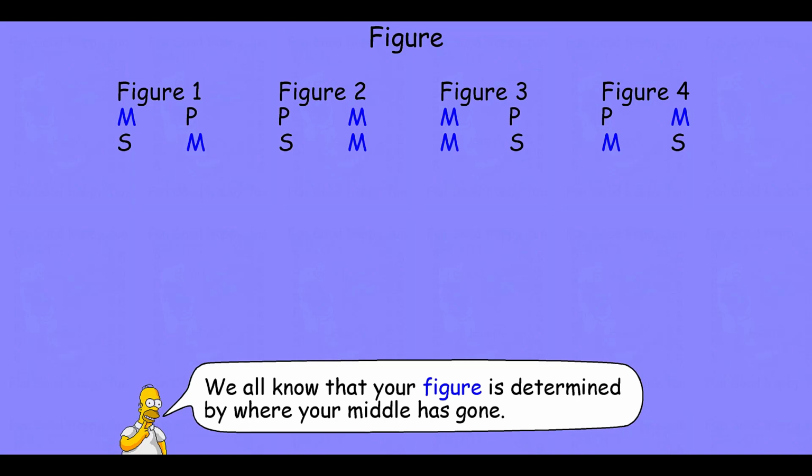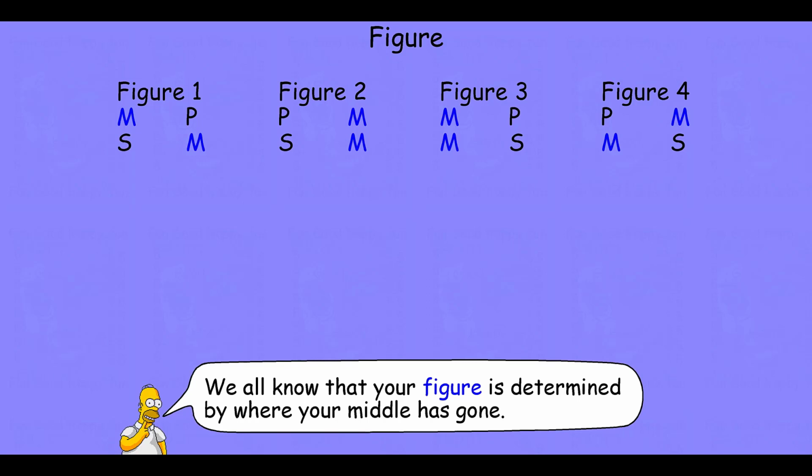As you can see, figure 1 has the middle or bridging term in the subject slot of the major premise, the first premise, and in the predicate slot of the second premise, the minor premise. Figure 2 has both middle terms in the predicate slot. Figure 3 has both middle terms in the subject slot, and figure 4 has the middle term in the major premise in the predicate slot and in the minor premise in the subject slot.